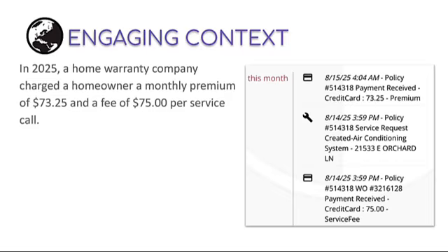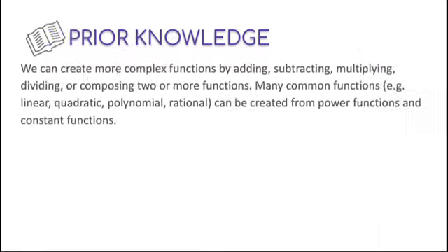Function Operations. In 2025, a home warranty company charged a homeowner a monthly premium of $73.25 and a fee of $75 per service call. You can see the receipt there on the right, showing the premium amount and the service call fee. Some prior knowledge will be helpful as we step into the next learning task.